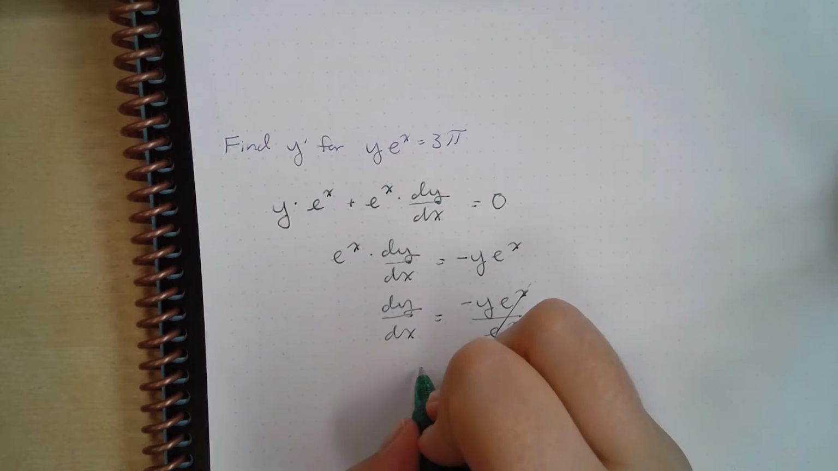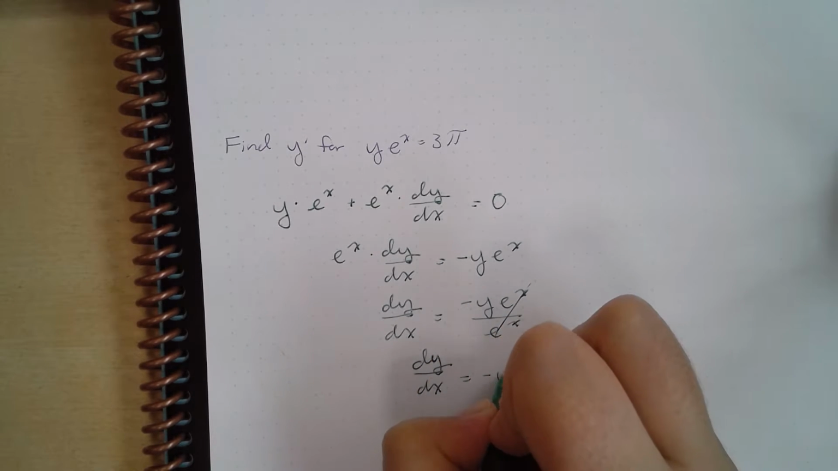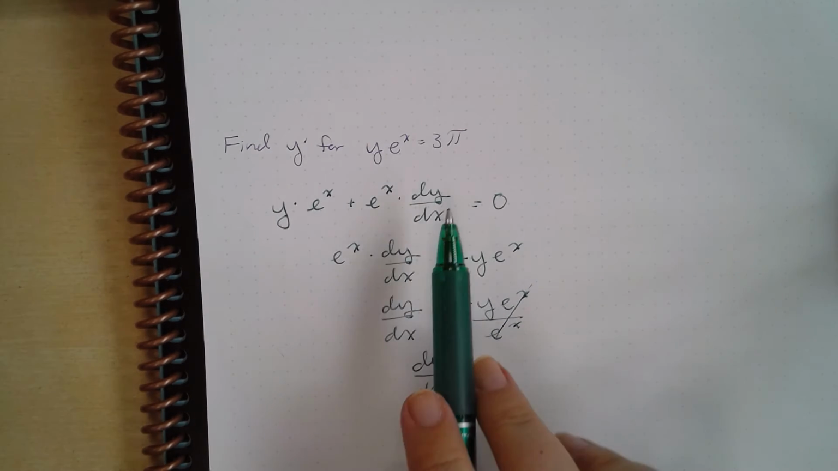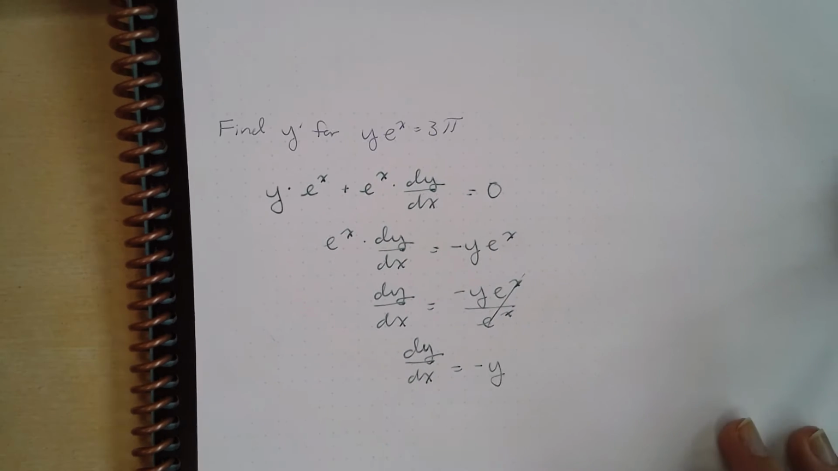These clearly cancel out. So our derivative dy over dx is equal to negative y. Now, throughout this, I used dy over dx. We were asked to find y prime. You know that that notation is actually the same.